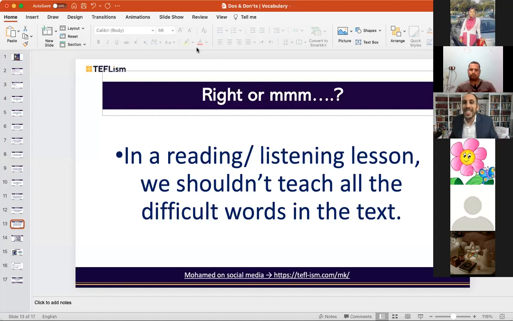Each question needs a word to be clarified. So do not clarify more than that. 5 to 7 words. If you need to clarify more than that, I want you to redesign the reading or the listening tasks to require fewer words. Otherwise, they will be distracted. If your main aim is reading or listening, do not distract them with so many words.